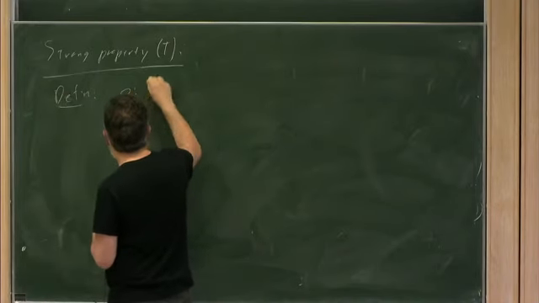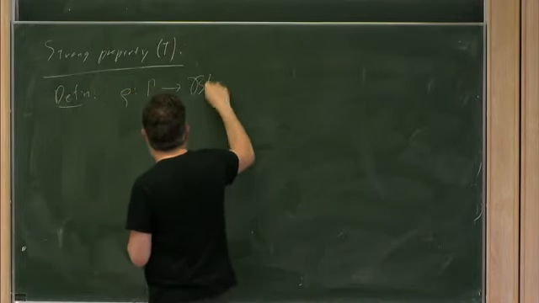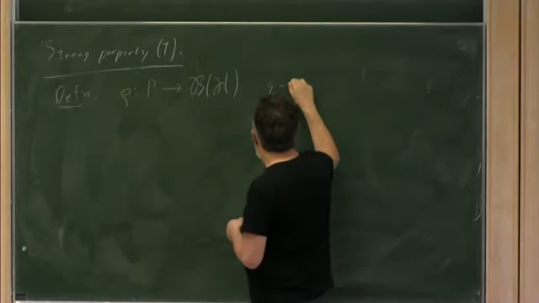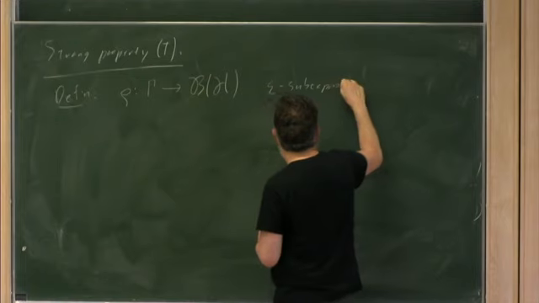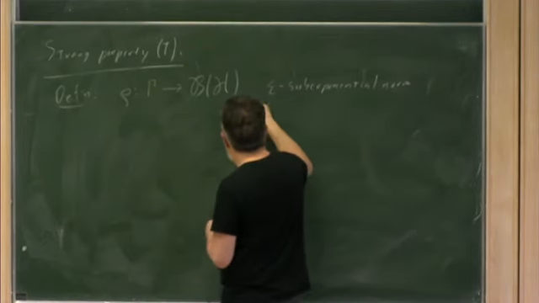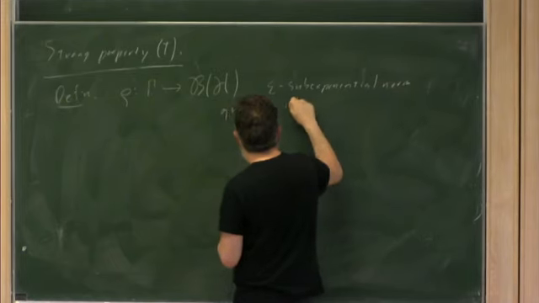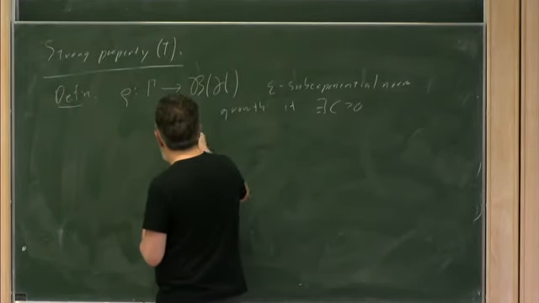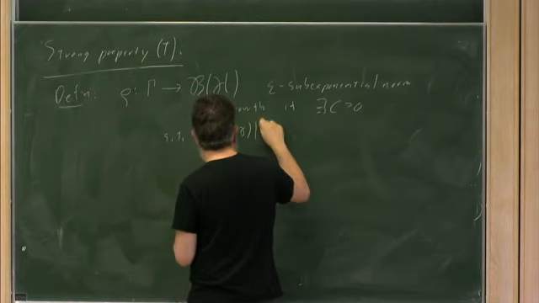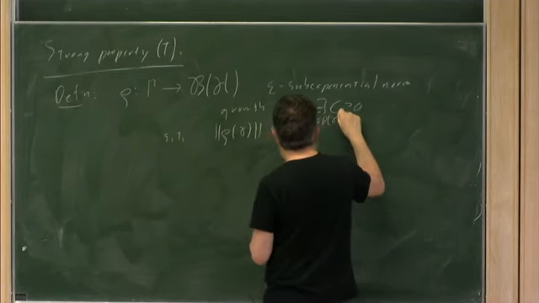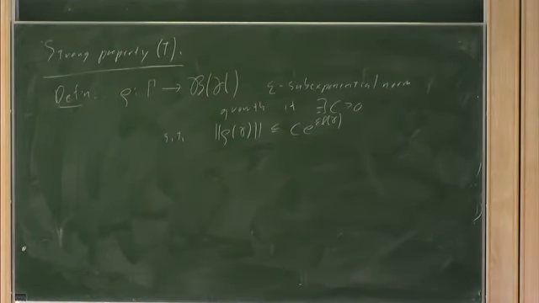Say that I have some representation rho of some group gamma into bounded operators on some H. H is just going to be a Hilbert space. We say this has epsilon sub-exponential norm growth if there's some constant c greater than 0 such that the norm of rho of gamma is less than or equal to c e to the epsilon length of gamma. That should look very similar to what we saw before. And this really is a happy accident that he had handled this before we needed it.